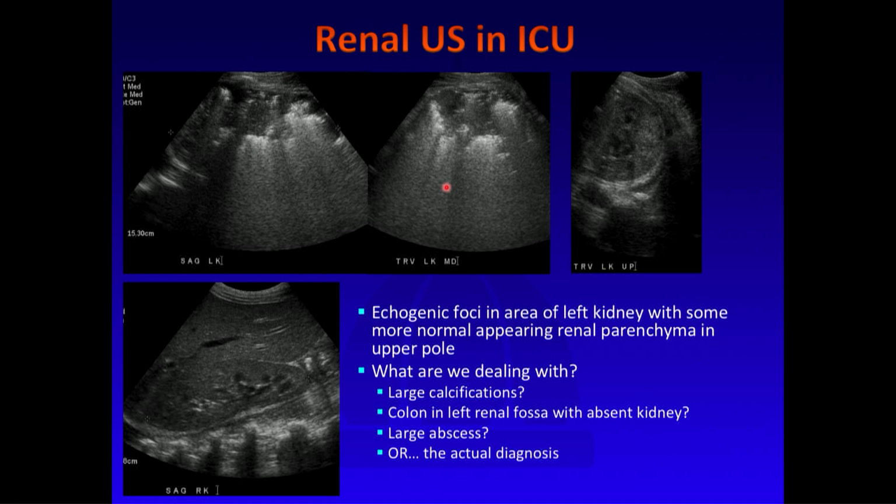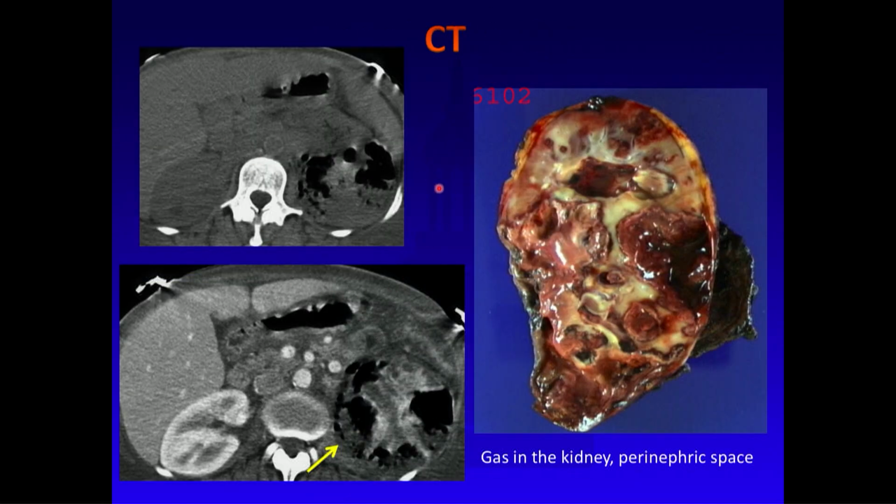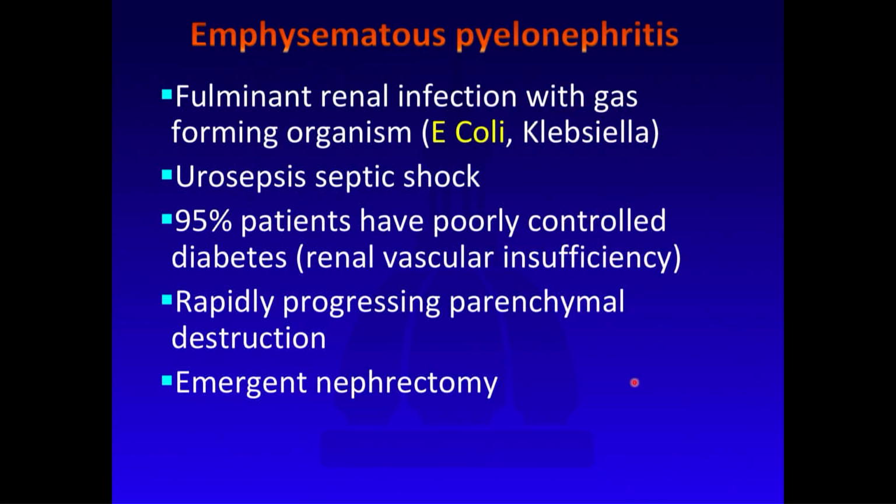If you suspect a diagnosis, get a CT. But sometimes they order an ultrasound first, and we need to be able to make a diagnosis. Is this echogenic area with dirty acoustic shadowing from air? Yes, air in organs is bad. And so then, of course, we send the patient immediately to CT, classic appearance of emphysematous pyelonephritis, and here the nephrectomy specimen. So again, Dr. Fishman talked about this, so I can skip this slide. Again, usually a diabetic or immunocompromised patient. And this is a rapidly progressive parenchymal destruction.